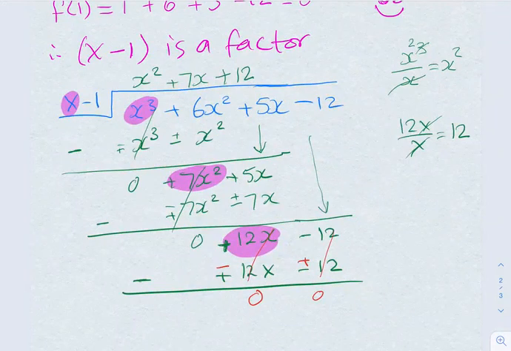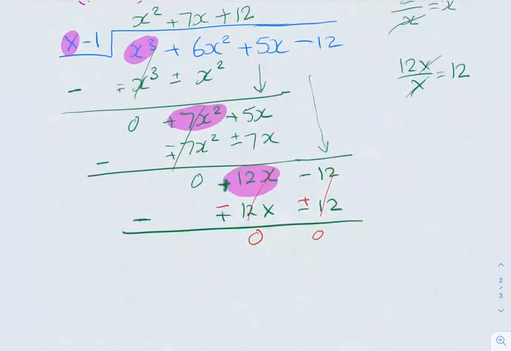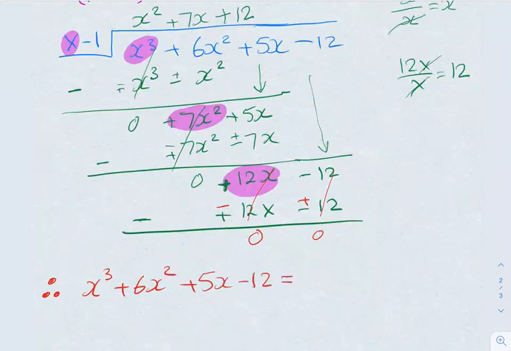They asked to factorize. So that means I can write down, therefore, x cubed plus 6x squared plus 5x minus 12 is the same as x minus 1, the thing we divided by, multiplied by the quotient, x squared plus 7x plus 12. And we don't have a remainder here anyway. If we have a remainder, we will put a plus the remainder. But for now, that's what it is.